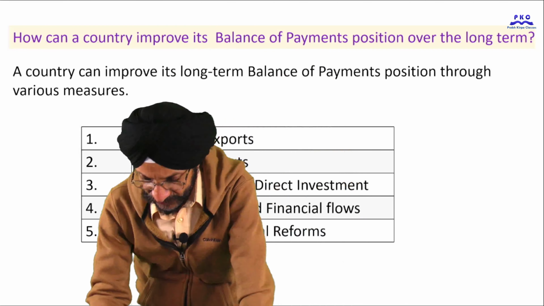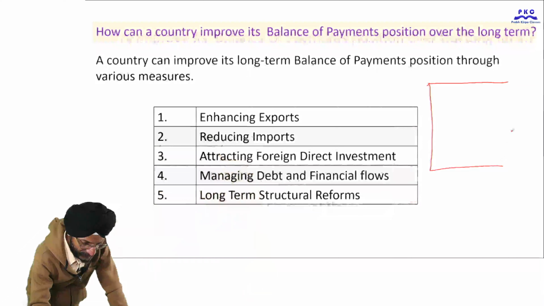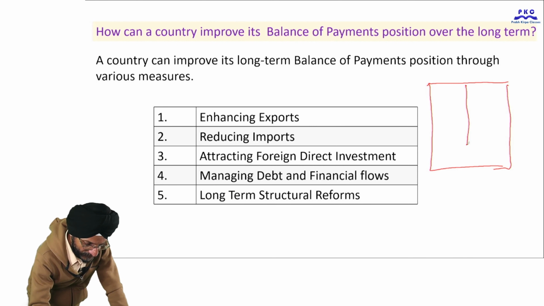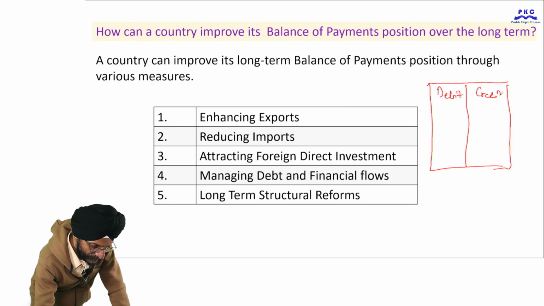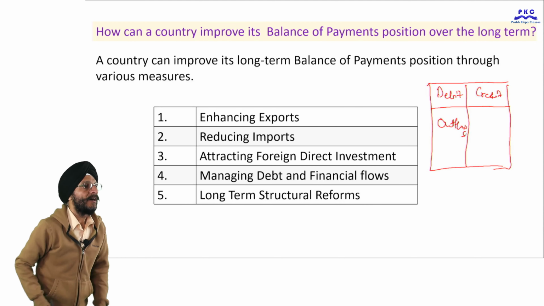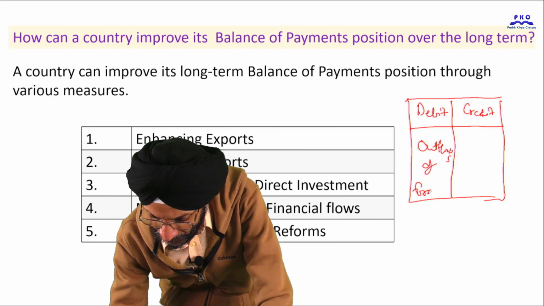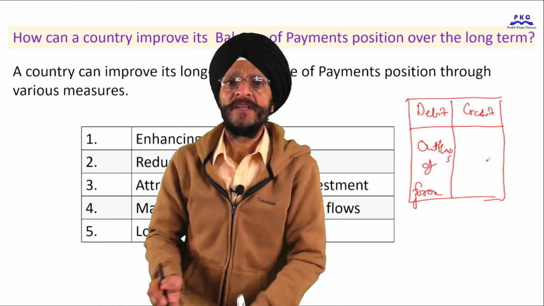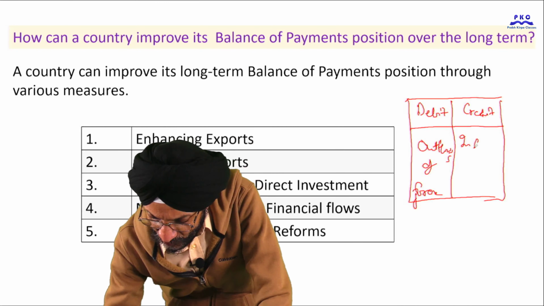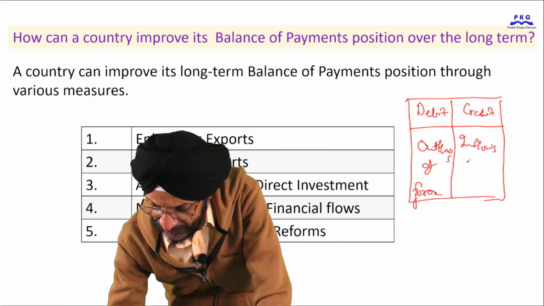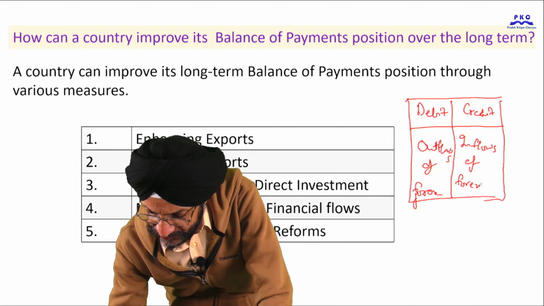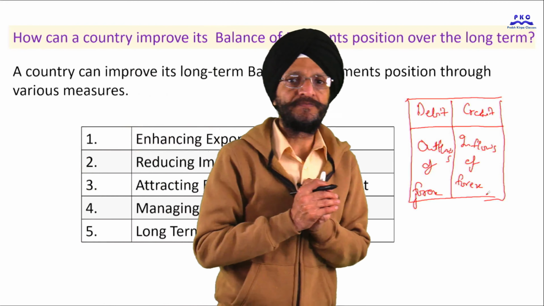As already told, balance of payments is just like this, where on one side we have debit entries and on the other side we have credit entries. All the transactions which result in outflows of foreign exchange are recorded on the left hand side, and all the activities on account of which inflows of foreign exchange occur are recorded on the credit side.